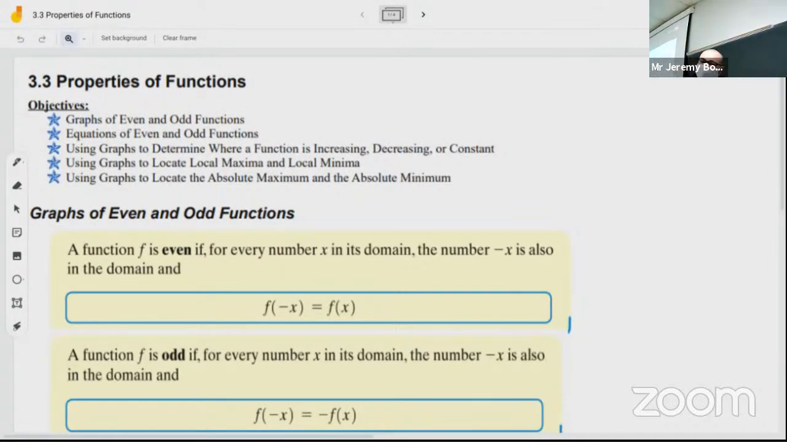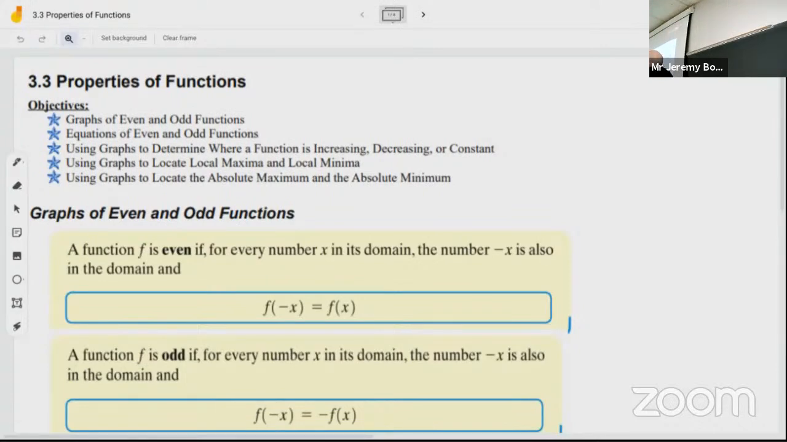You can classify them as even or odd, similar to numbers. The only difference is pretty much all your whole numbers are even or odd, right? But some functions are neither. They're special cases when they are even and when they are odd. We're going to look at those graphically and then with their equation.